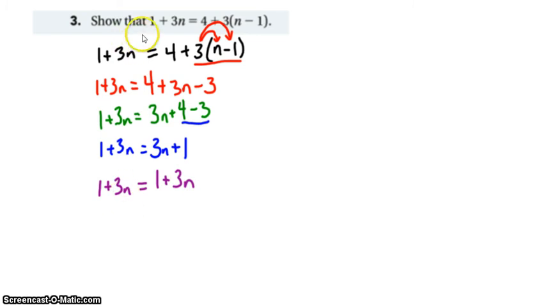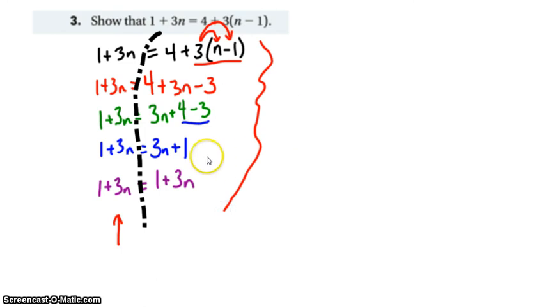And so this side of my equation over here stayed the same the entire time. And everything over here changed based on the distributing of the 3 to everything in the parentheses.